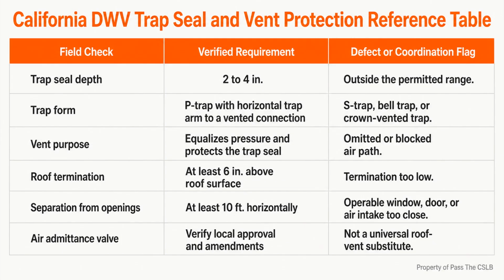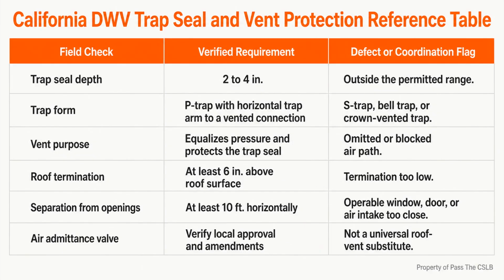Open vent pipes must terminate vertically at least 6 inches above the roof surface. The source material also requires at least 10 feet of horizontal separation from an operable window, door, or air intake. Those dimensions are field coordination items. A roofer, framer, plumber, and heating contractor can each do acceptable work individually and still create a conflict if the vent lands beside a window or near an outdoor air intake.